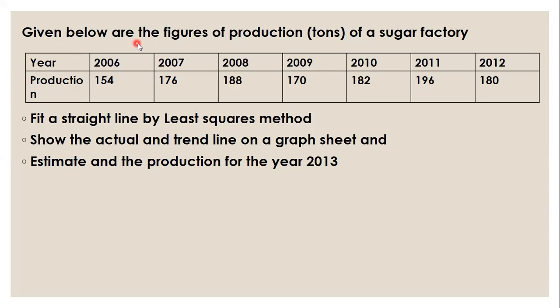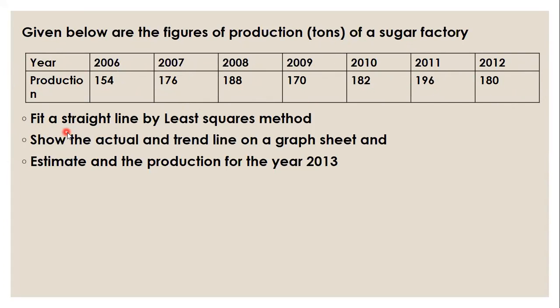Okay, so given below are the figures of production in tons of a sugar factory. Now here they have given us year and they have given us the production in tons. So you have 2006, 7, 8, 9, 10, 11, 12. So how many years? 1, 2, 3, 4, 5, 6, 7 years again. So you have production 154, 176, 188, 170, 182, 196 and 180. So these are the tons.